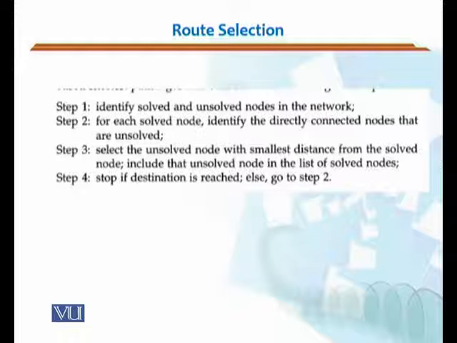On the basis of smallest distance, we need to select the node. The unsolved node with the smallest distance would be selected to be connected to the solved node. Step 4: stop if destination is reached, else go to step 2. You will have to repeat the process until your destination is reached.